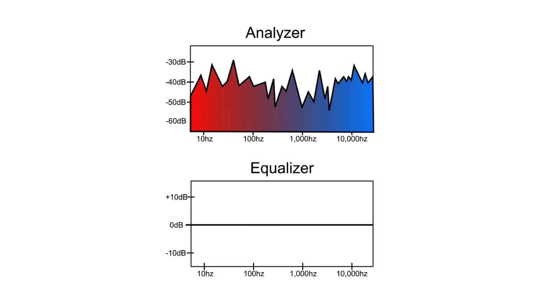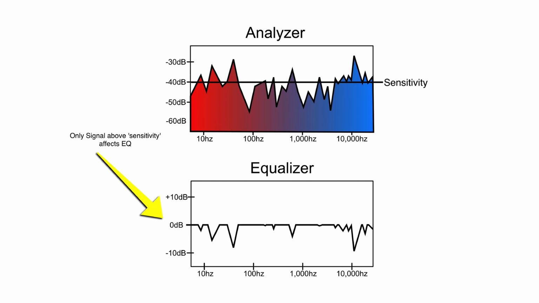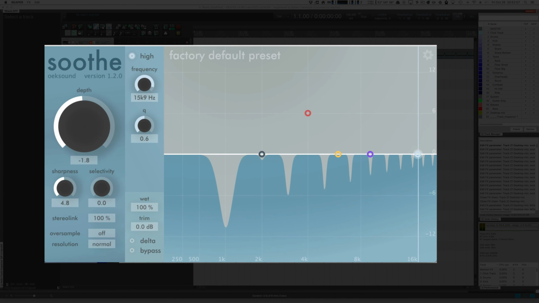Okay, moving on. So, Soothe basically has a threshold, and only the audio, and specifically the frequencies that cross that threshold, are then reduced. So basically you have an ultra dynamic equalizer, and one that's very responsive as well. So let's go over what some of these parameters do. I'm running a square-like waveform through Soothe right now so you can see what's happening.